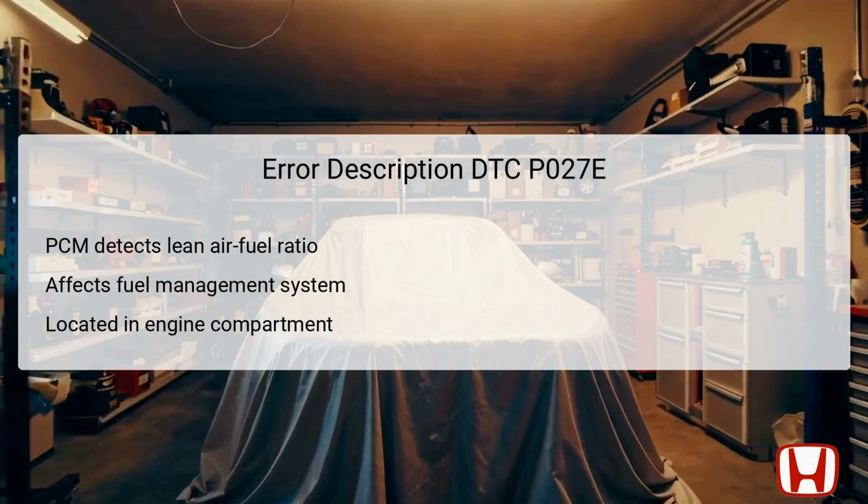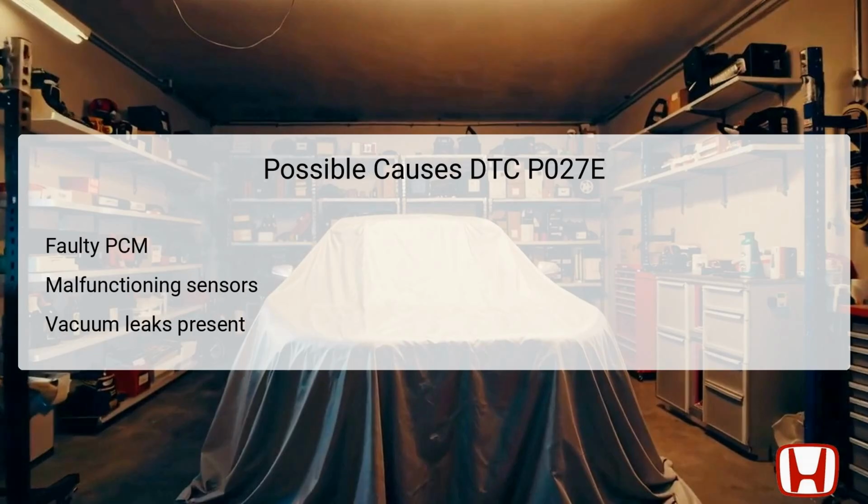When the PCM notes a significant deviation from the target air-fuel ratio, it interprets this as an abnormal condition and triggers the DTC. A lean mixture can lead to engine performance issues, reduced fuel efficiency, and increased emissions, thereby warranting immediate diagnostic attention. Several factors can lead to the activation of DTC P027E.